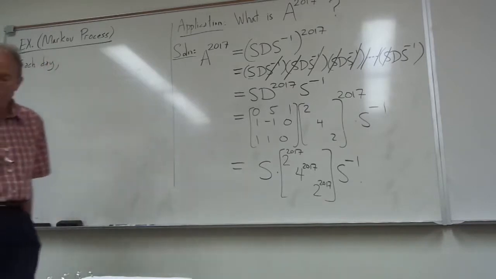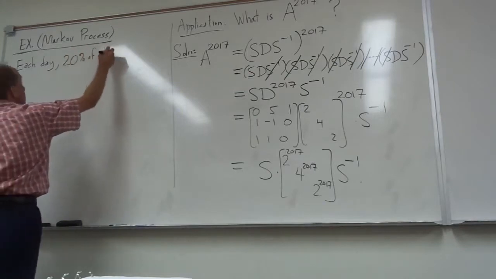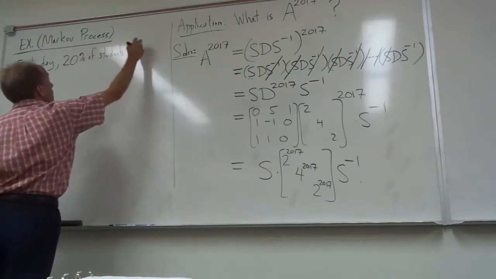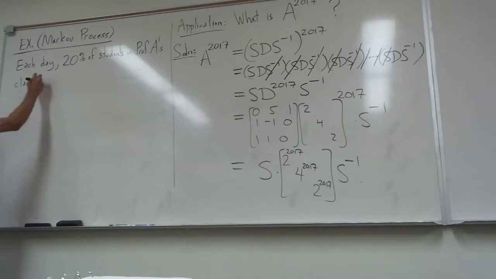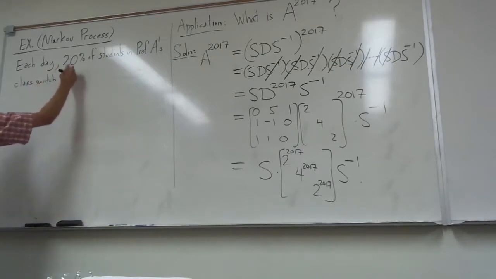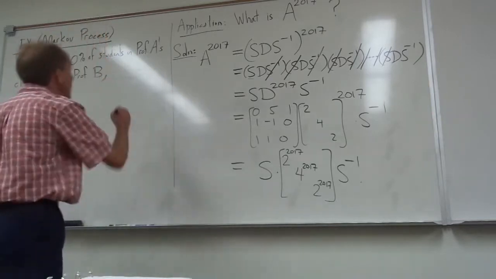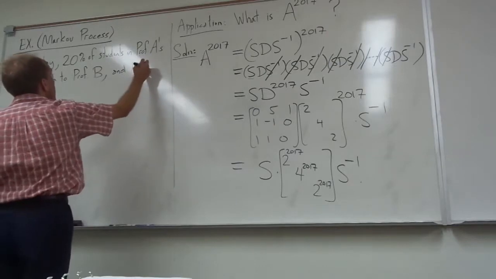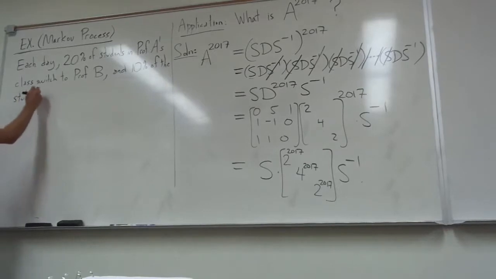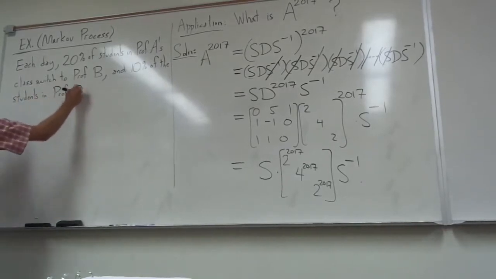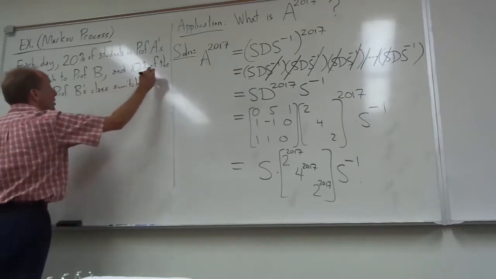So each day, 20% of the students in Professor A's class switch to Professor B, and 10% of the students in Professor B's class switch to Professor A.